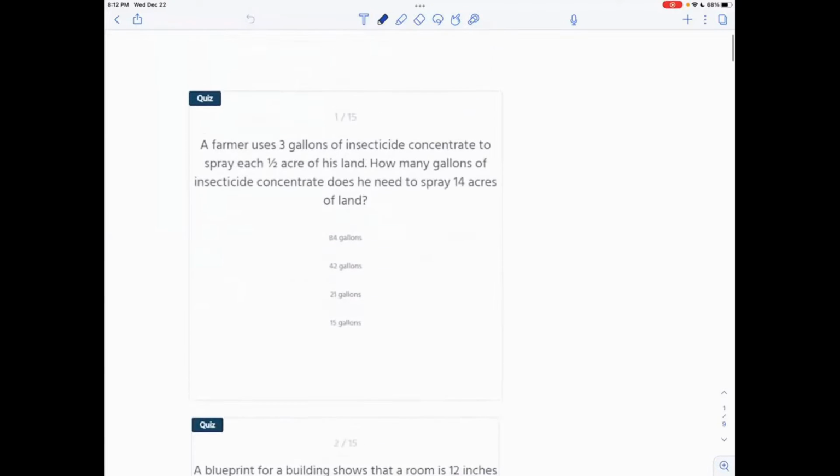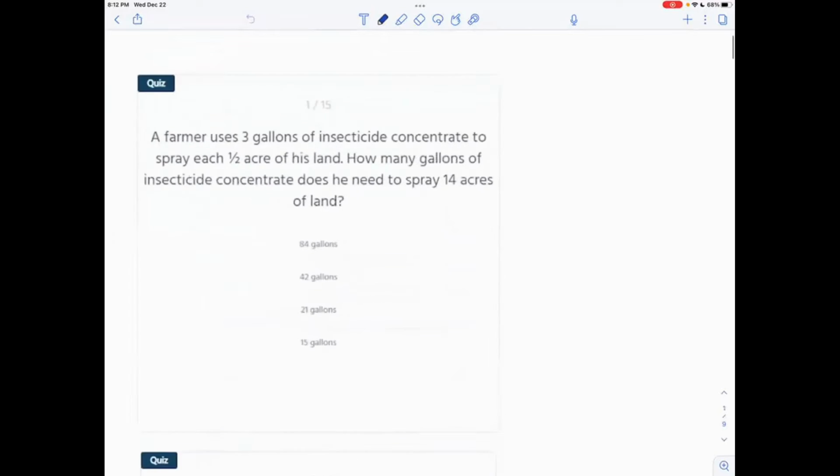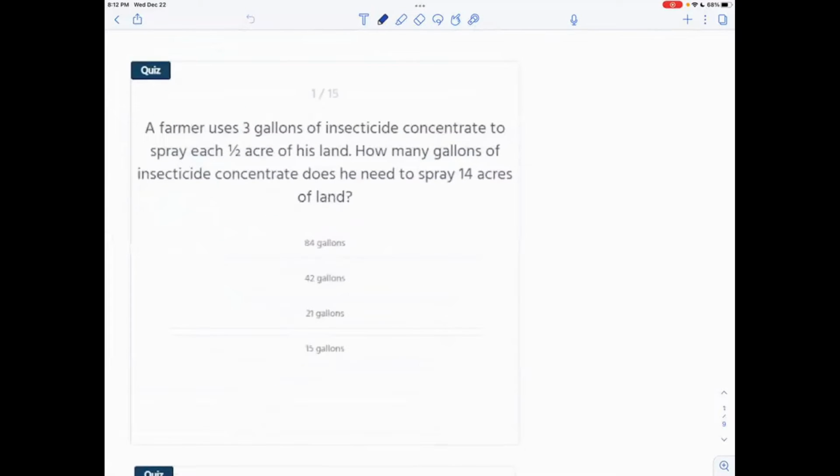Let's talk about proportions. Proportions are very, very common questions on the ASVAB. Basically, what a proportion is, we're comparing two scenarios to each other, and we're saying that the relationship in one scenario is the same as the relationship in another scenario. Okay? That's basically what that means.